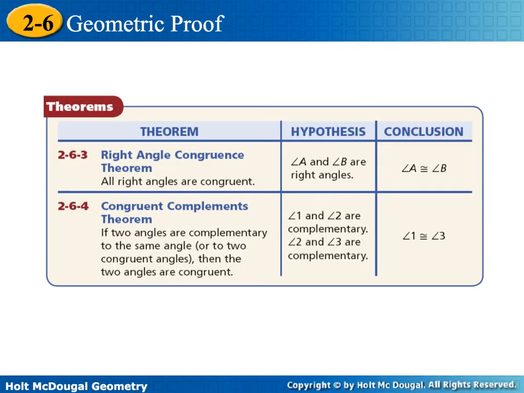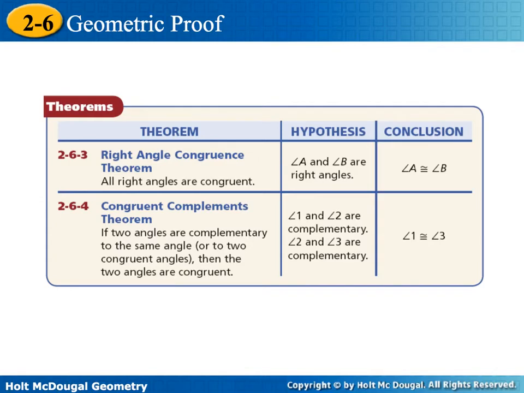All right, your third and final buzzword is right angle congruent theorem. That just tells you all right angles are congruent. If I gave you the right angle in the corner of the room, that's going to be congruent to the other right angle in the other corner of the room. All right angles are congruent because a right angle is only an angle that is 90 degrees. A right angle is only 90 degrees, so since all right angles are 90 degrees, they're all congruent.